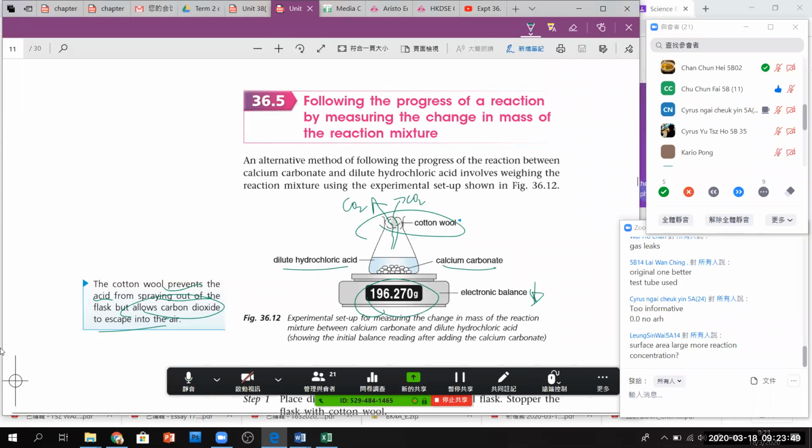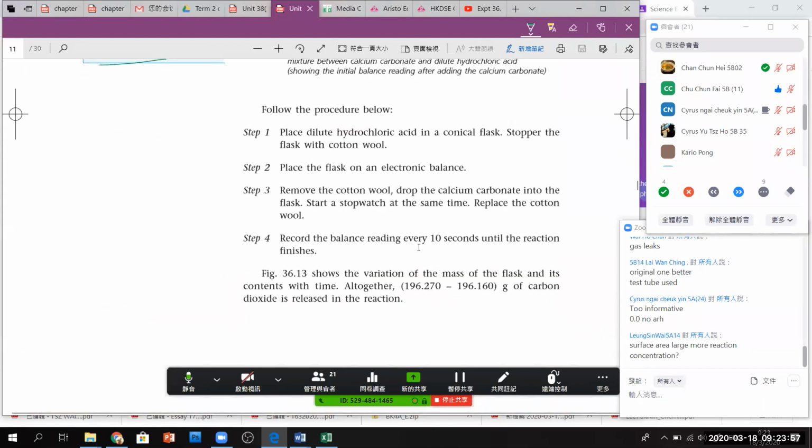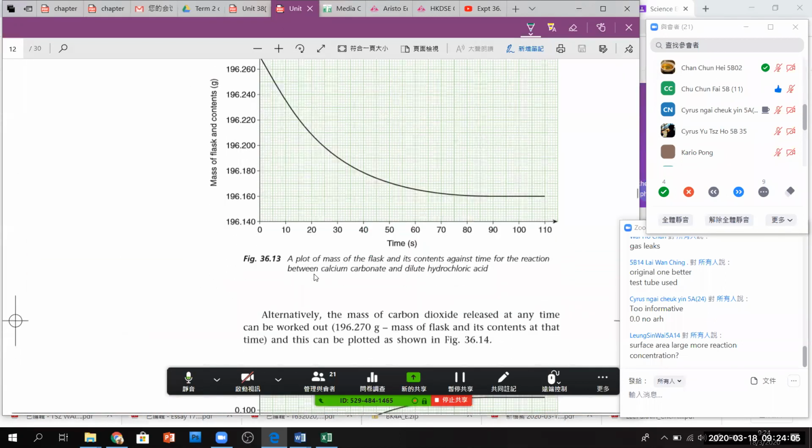Do you understand? So you are going to remember those two designs, and you are going to record the balance reading at every certain time interval until the reaction finishes. Once you know it is finished, you're going to take more data, and you may find that it levels off. So you know that the reaction has come to an end. You still need to take a few more data points until the curve flattens. Do you understand? So this is the graph.